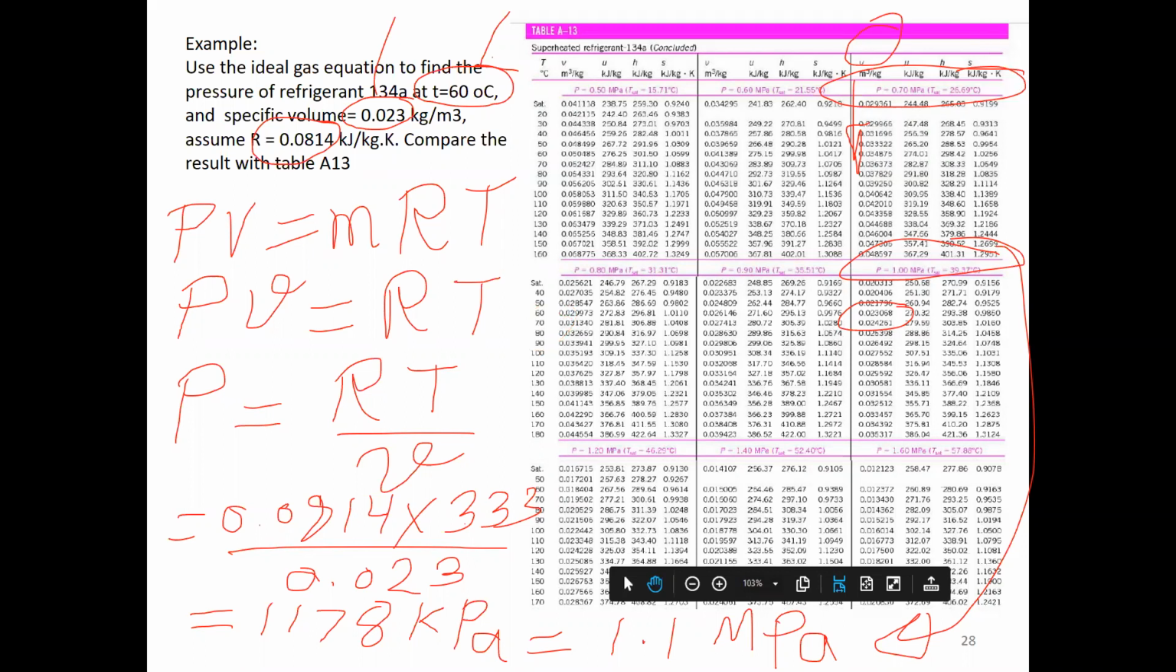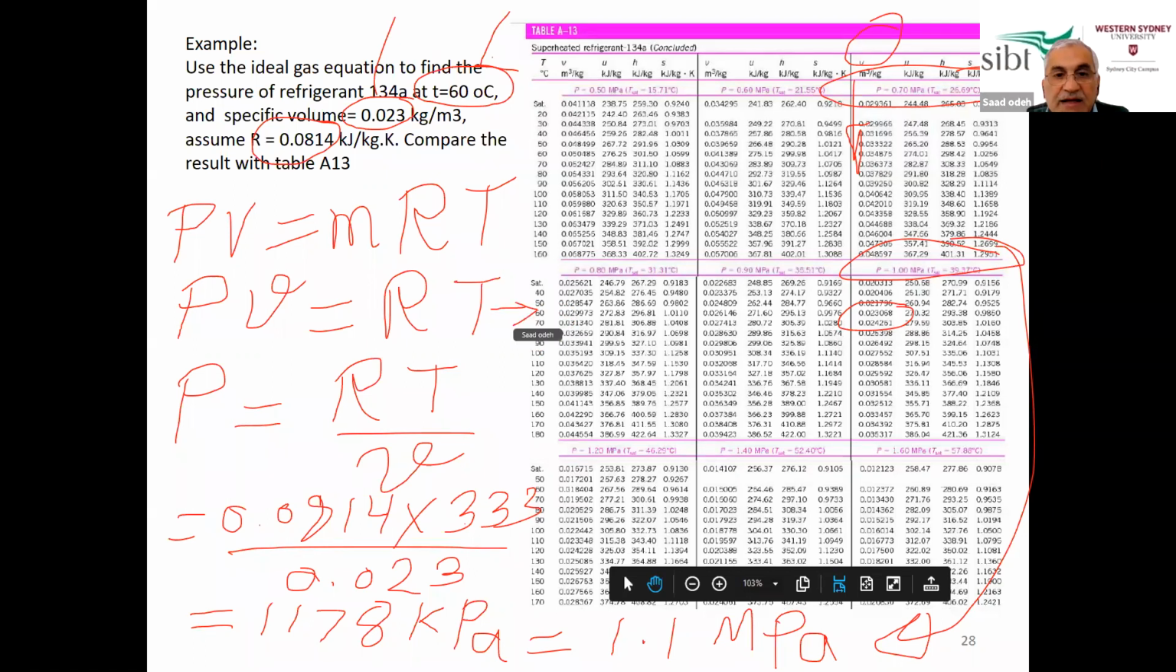In this column, you check your temperature, you go to the 60 here, and at 60, along this, you find the closest pressure to the specific volume that we have, which is 0.023, comes at this, correct? And this falls in the table of pressure 1 megapascal. So this just gives you an idea.